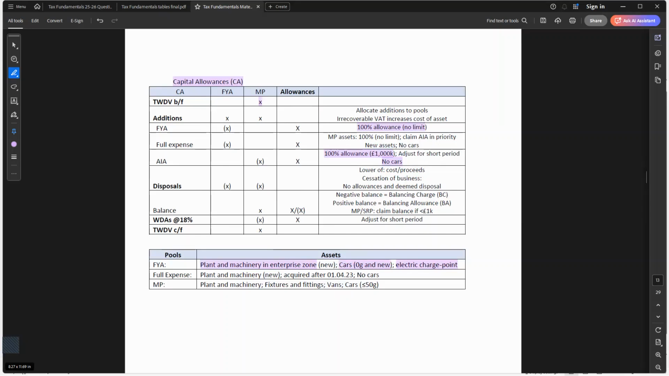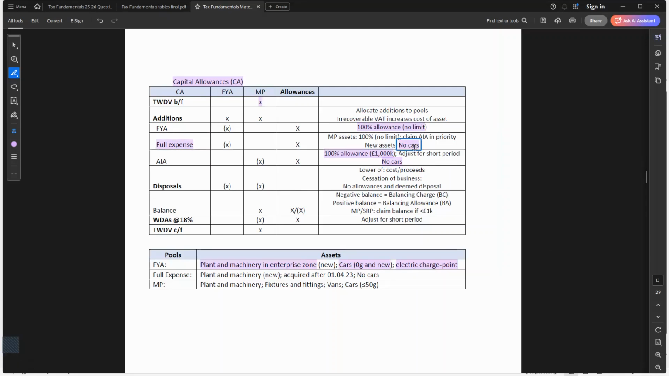There is one new point to flag, which is full expensing, which we didn't see in the pro forma for unincorporated businesses. This is a type of first year allowance that is available for all brand new unused assets, but it can't be a car. You often see this point coming up, that it can't relate to a car, and it's only available for companies. So only for companies, not for unincorporated businesses.